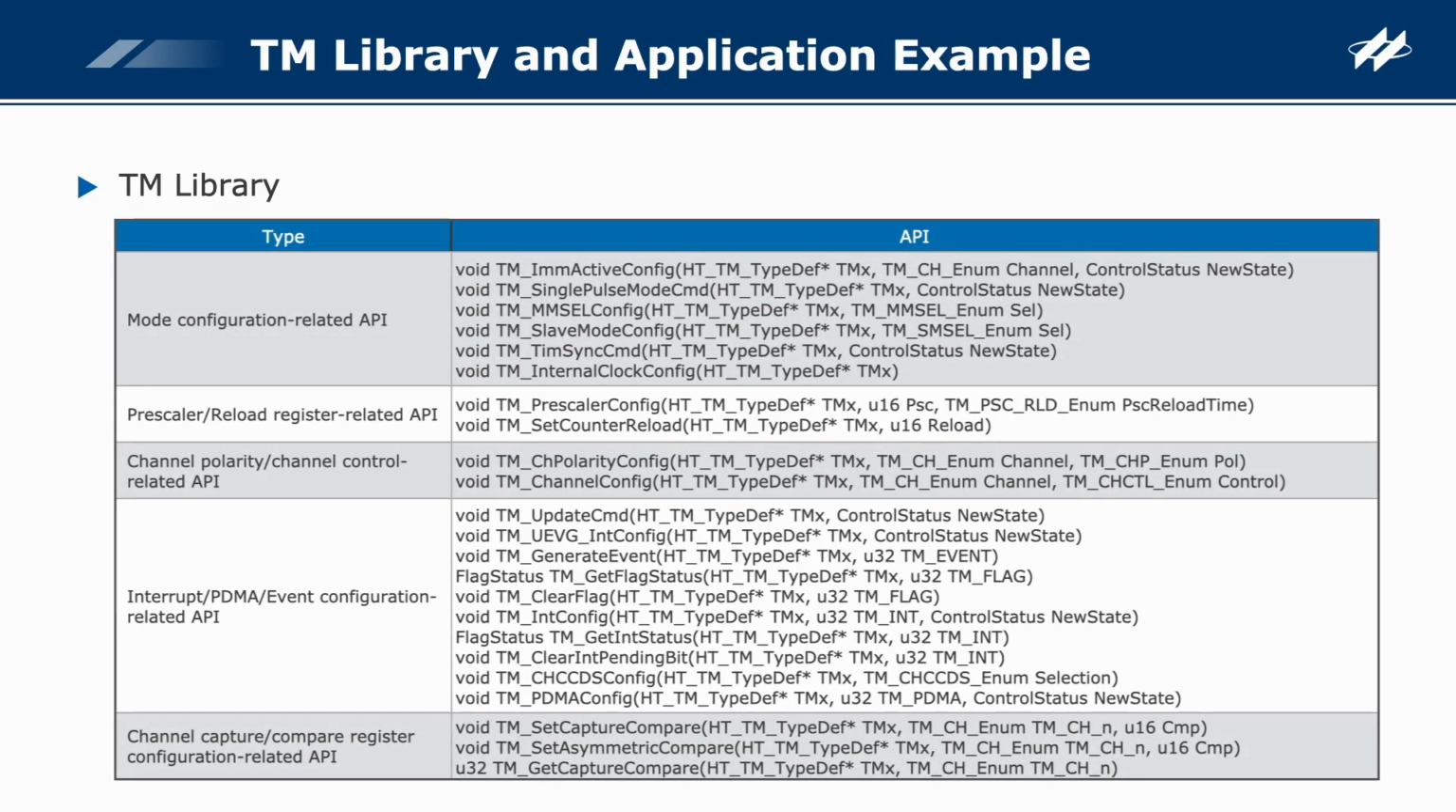The mode configuration related APIs are the functions used to configure timer master and slave mode, and single pulse mode. The channel polarity or channel control related APIs are the functions used to configure the input or output channel polarity and channel enable or disable. The interrupt PDMA event configuration related APIs are the functions used to configure the interrupt PDMA various events and corresponding flags. The channel capture or compare register configuration related APIs are the functions used for channel capture or compare register operations.